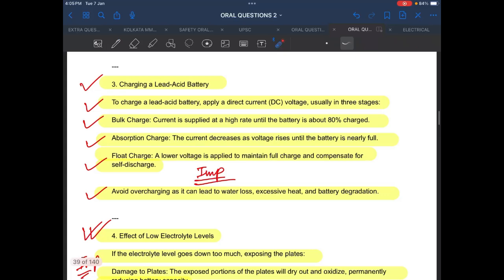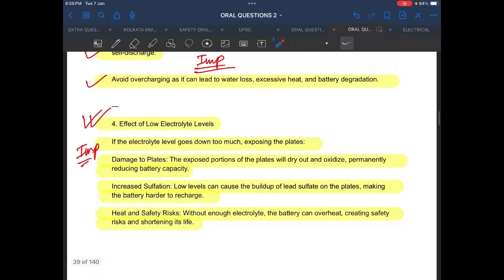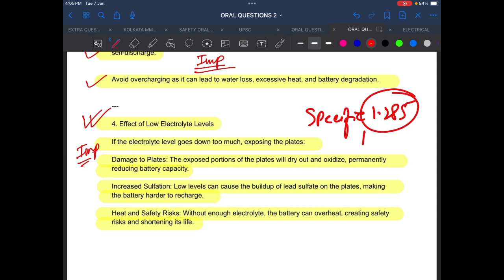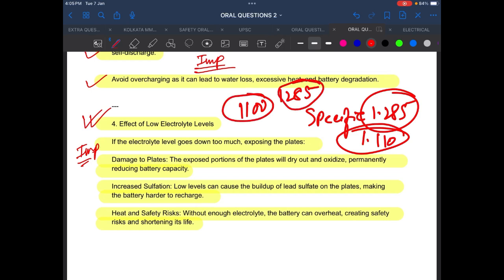Okay, so I already explained float charging and trickle charging, and I already explained the effect of the electrolyte level. You have to maintain the specific gravity; 1.285 is the full charge. If it falls to 1.110, our battery will be discharged. Sometimes a hydrometer shows 1100 or 1285, so don't worry about this. 1.285 is similar to 1285, and 1100 is similar to 1.10. This is the condition of discharge and this is the condition of full charge.